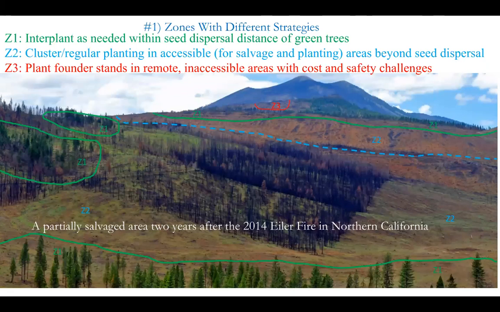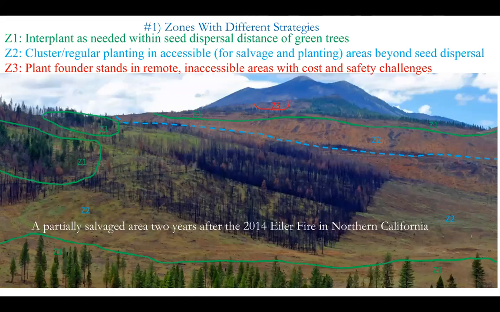Secondly is maybe the most intensive zone for planting, and this would be areas that are accessible for salvage if that's a desired pre-planting treatment, and then for eventual planting. These would be areas that have some road access and yet are beyond a reasonable distance for seed dispersal.